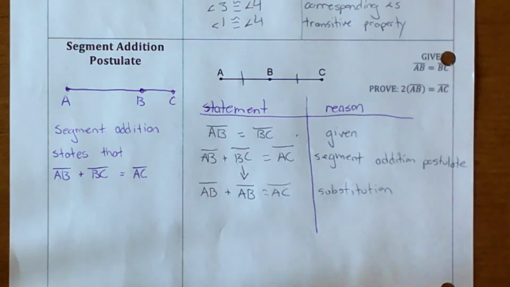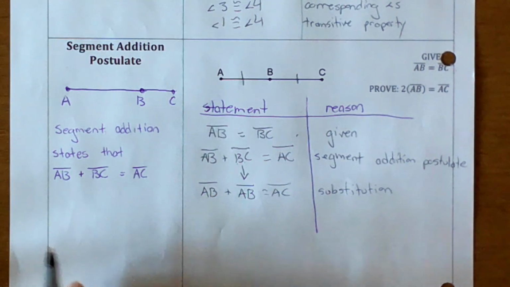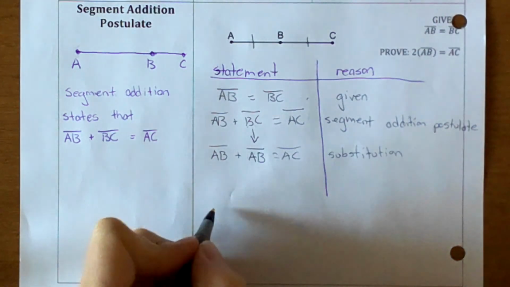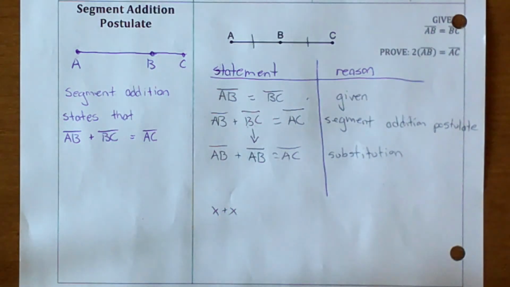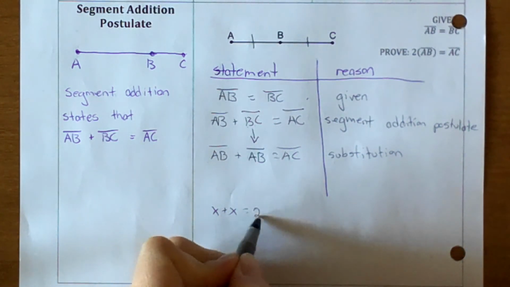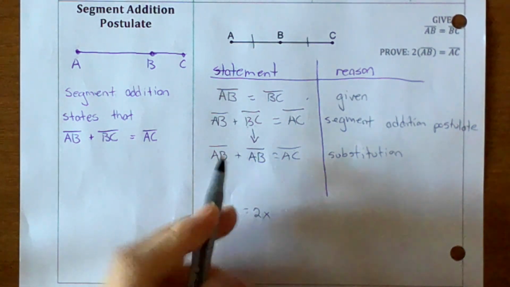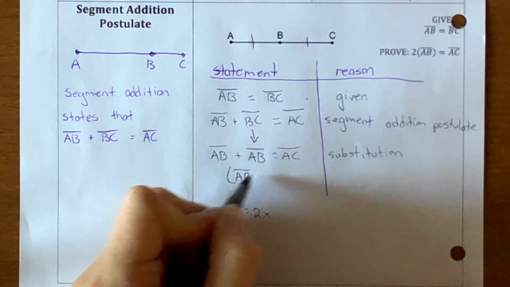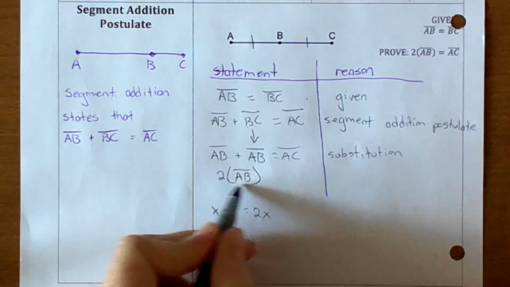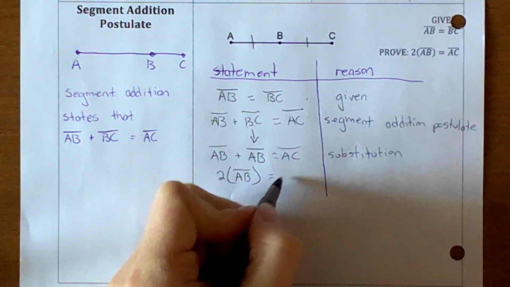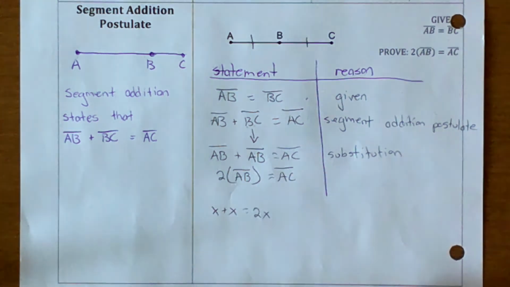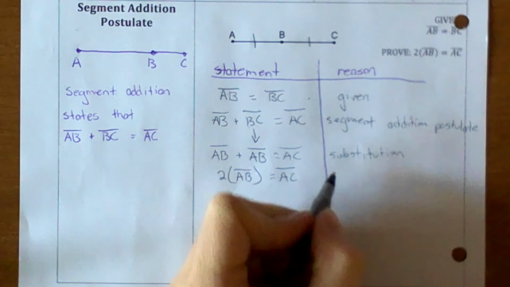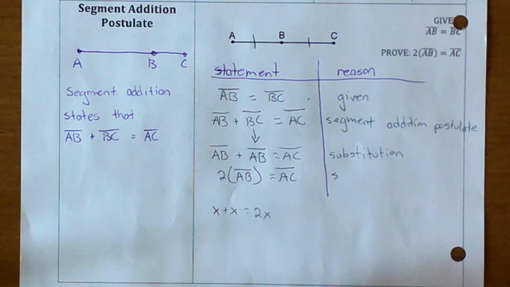Okay, and the very last thing is I'm going to simplify this. If I have something like x plus x, that's the same thing as 2x. So that's what I have here. I have AB, and I have two of them, so I can rewrite that as 2 times the segment AB equals AC. And that is how I get to my proof. The step that I'm going to call this, I'm just going to call this simplifying.